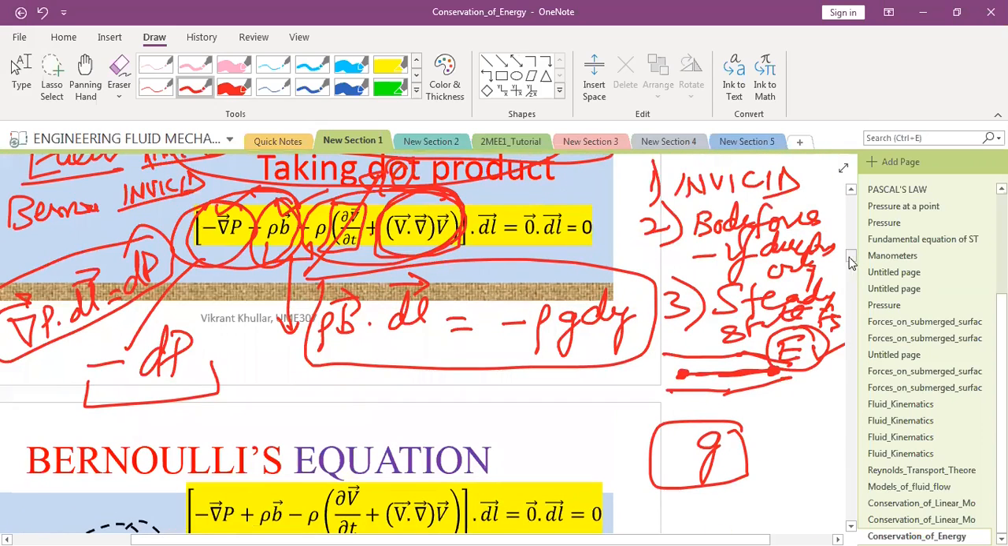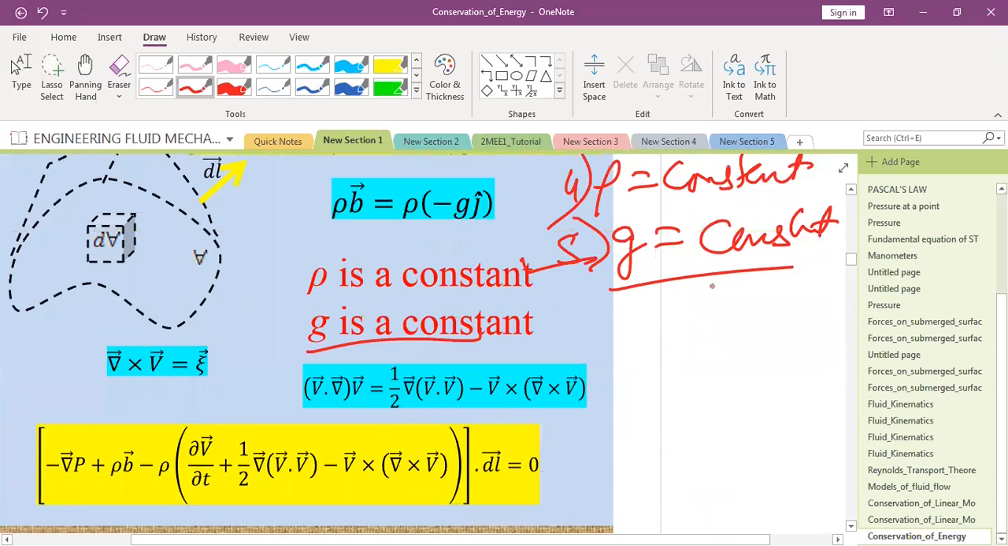Because here we have committed that it is body force in negative y direction, but we have assumed here that g is a constant. Likewise, rho is a constant. So these are the assumptions. Now I am changing this term which was left with this vector identity. So this is the replacement I am doing. So that should be clear.